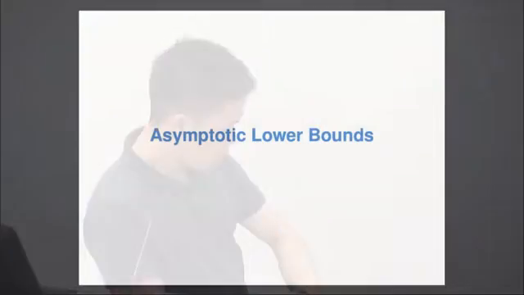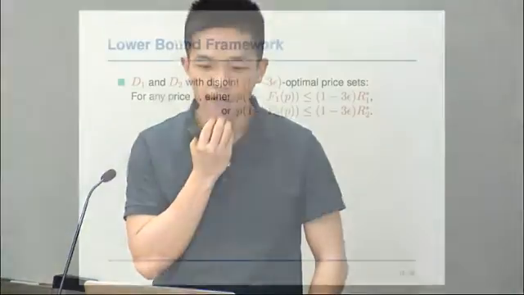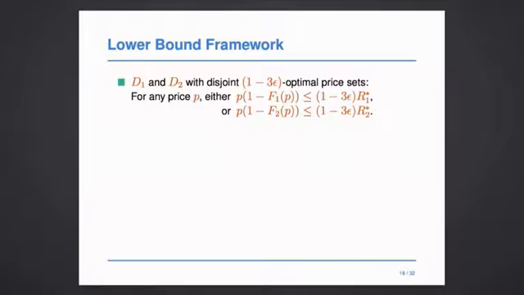Okay, so now let me try to explain the lower bound framework. At a high level, we are trying to reduce the sample complexity of this revenue maximization problem to the sample complexity of a classification problem. Suppose we have two prior distributions, D1 and D2, both regular or both MHR, depending on which setting we are talking about. And suppose they are different enough in the sense that they have disjoint 1 minus 3 epsilon optimal price sets. What does that mean? It means that for any price, if it's a 1 minus 3 epsilon approximation for D1, then it cannot be a 1 minus 3 epsilon approximation for D2 simultaneously, and vice versa.